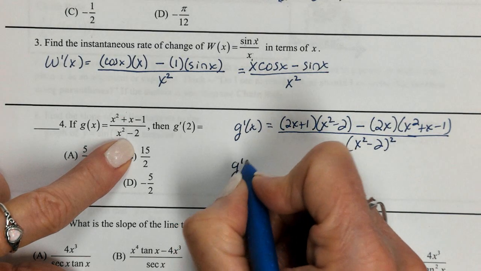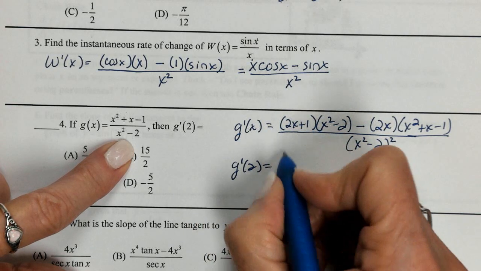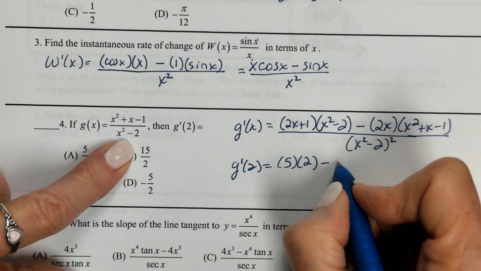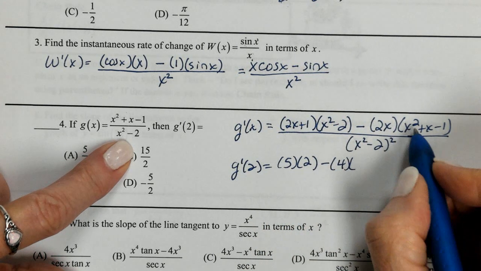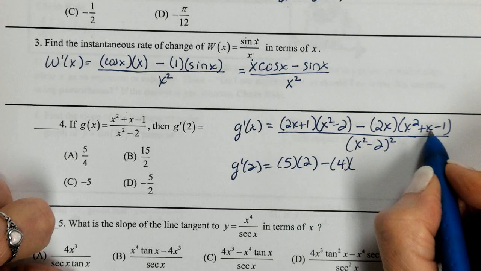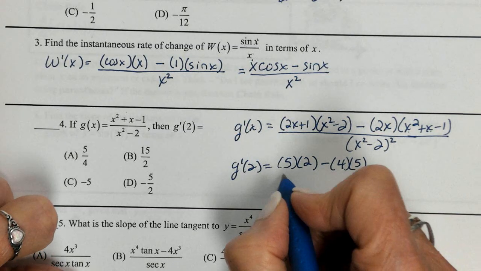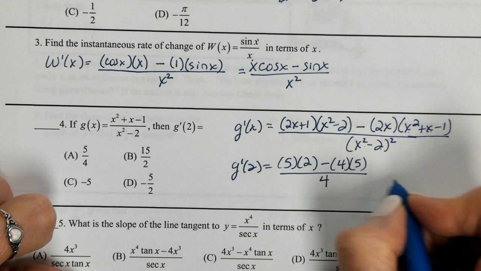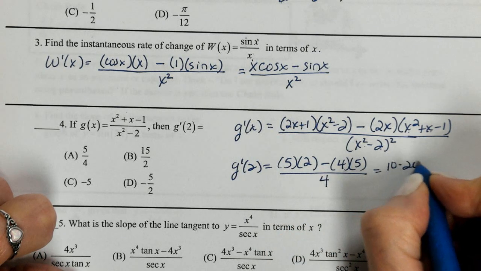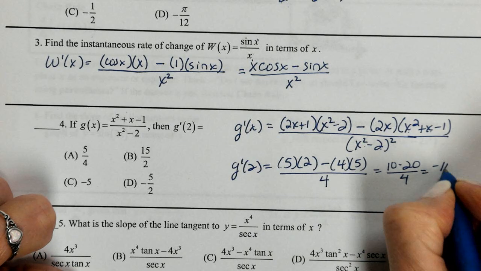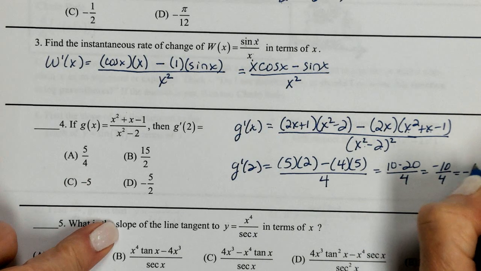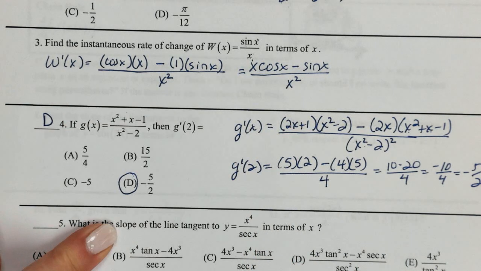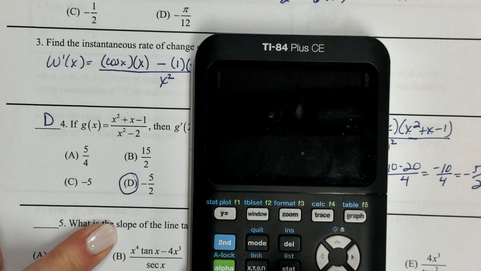Now we plug in 2 for x. We're going to have 5 times 2 minus 4 times 4 plus 2 is 6, minus 1 is 5, over 4 minus 2 is 2, squared is 4. So that is 10 minus 20 over 4, negative 10 over 4, negative 5 over 2. Negative 5 over 2. Again, you guys, we can check this on our calculator.